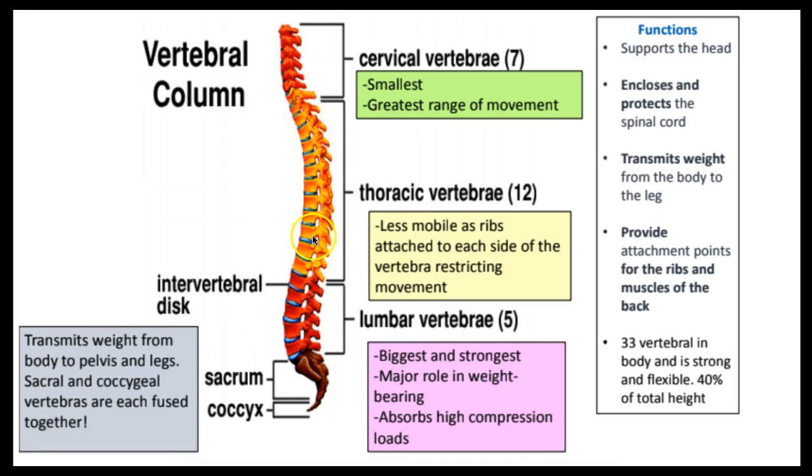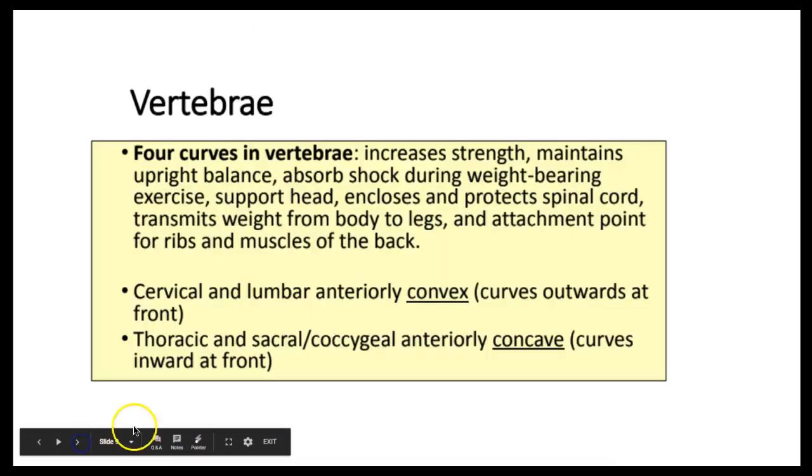So inner curves and outer curves. It's going this way here, and this one's going inwards, this one's going outwards, and this one's going inwards. Inwards curves are going to be thoracic and sacral. Cervical and lumbar are outward curves, convex, concave. Feel free to pause anytime you need.